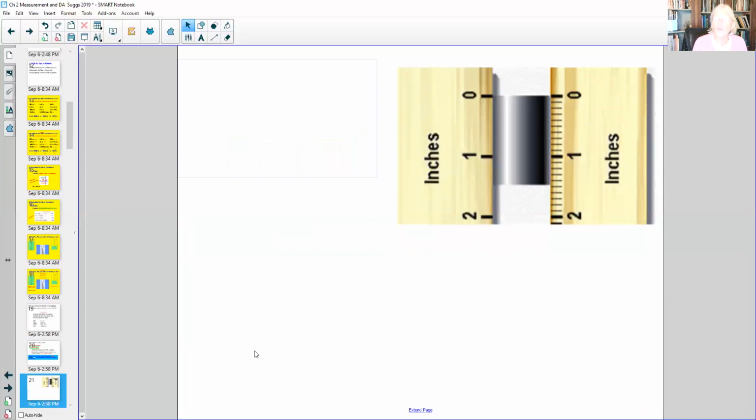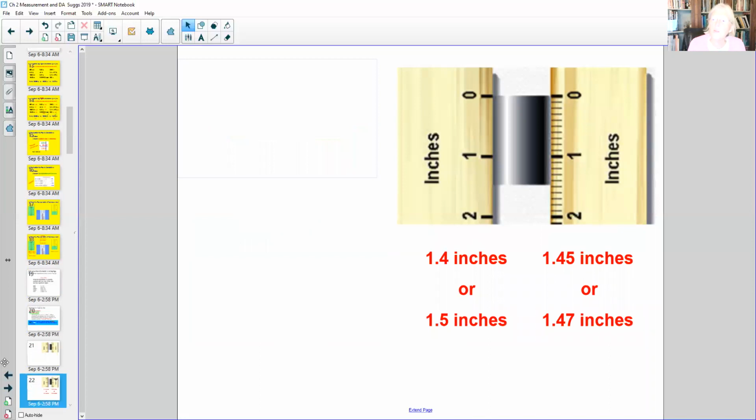These are analog measuring devices. Here I have different lines than here. That means I get different measurements when I record them. I get more sig figs from this ruler because it has more lines.